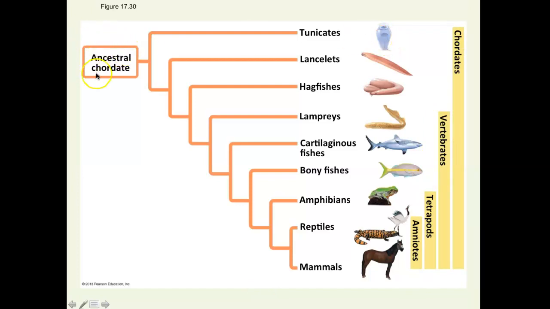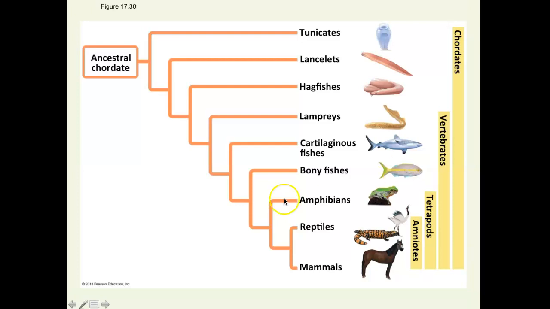So here's our ancestral chordate. It has all 4 of those structures we talked about. Tunicates, lancelets, and hagfishes are invertebrate chordates. Then over here, you would put the development of the vertebra, because everything from that point on, lampreys, cartilaginous fish, bony fish, are all going to be considered vertebrates. And then what developed here? Tetrapod limbs. That means 4 limbs. So our earlier vertebrates are basically fish.